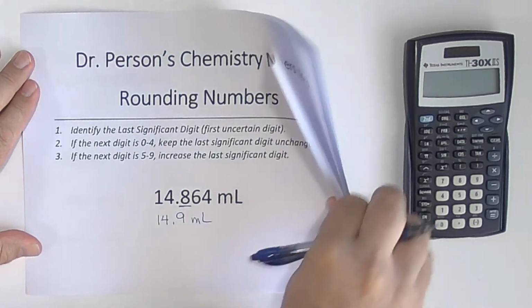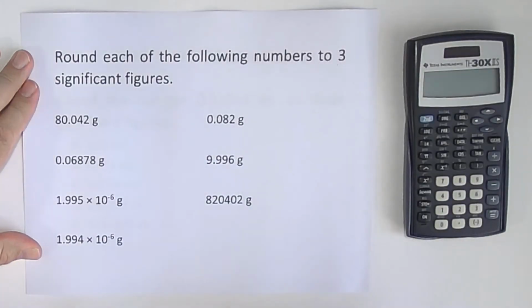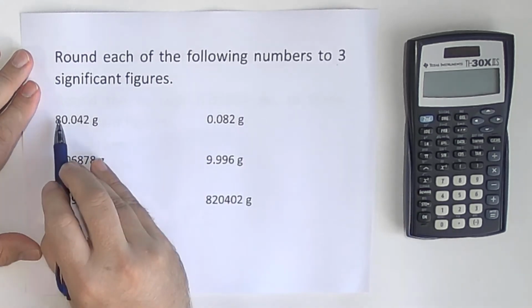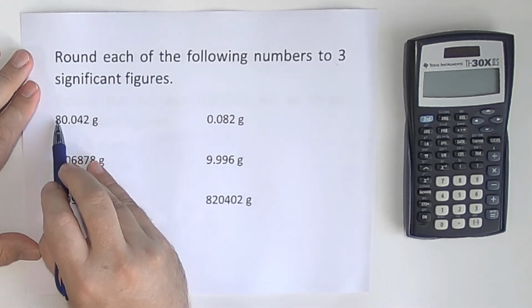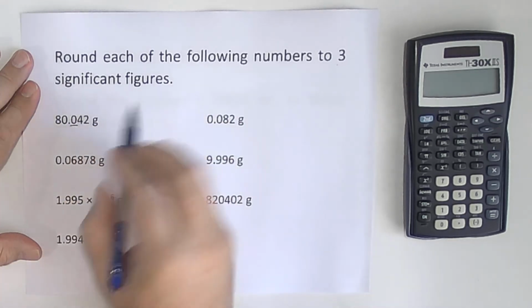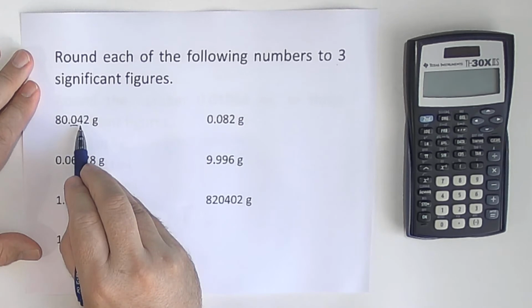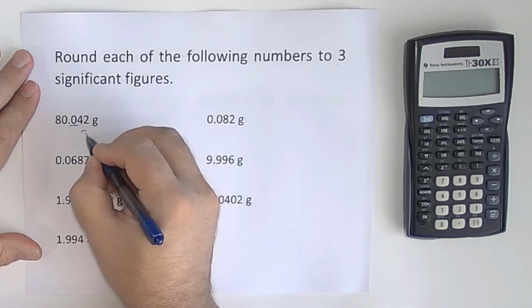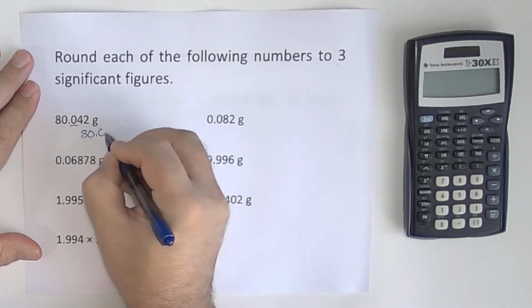Let's practice some more. We're going to round each of these to 3 significant figures. First step, figure out what the last significant figure is, and you do that by counting. Start with the non-zero digit, 1, 2, 3. You look at the digit 1 to the right. If it's 0 to 4, you leave that number the same. This is 80.0 grams.